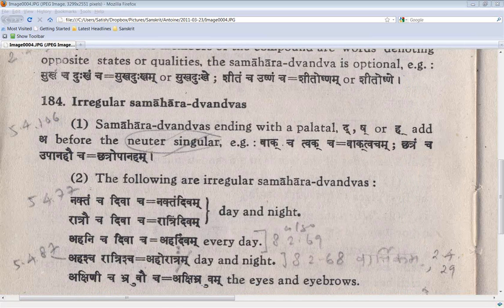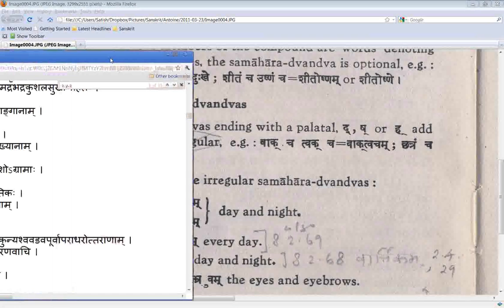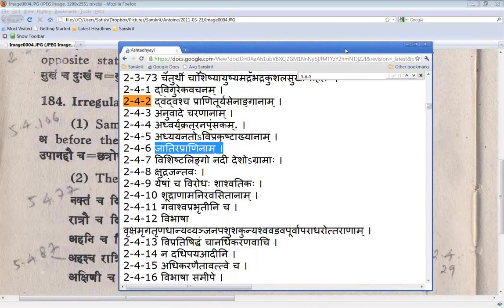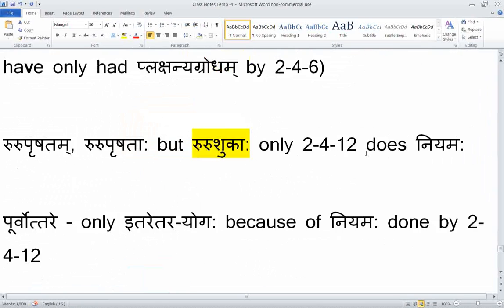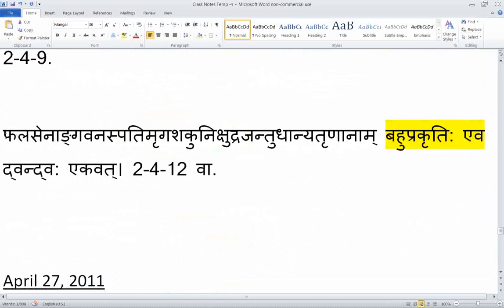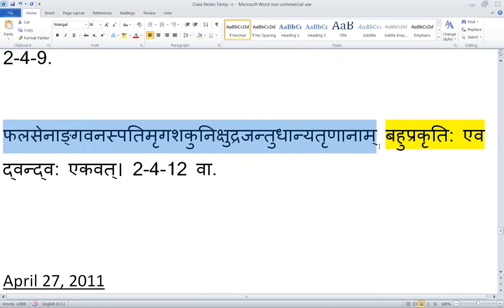The first vikalpa is available, but then by saying only chatram, the umbrella, it's not talking about a specific umbrella. It's talking about chatram cha upanahau cha, chatropanaham. So I think here we should use jatira praninam. Always you need to check the vartikam on 2, 4, 12. Does it have to be in the plural? Always the one thing to check. Let's look at the vartikam. It only talks about phala, sena, senanga, vanaspati, vriksha, shakuni, kshudrajantu, dhanyatrunanam. It didn't say anything about these things. So I think this one should be jatira praninam.